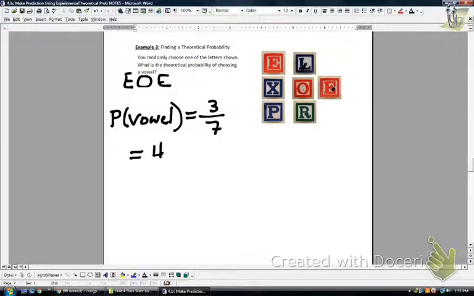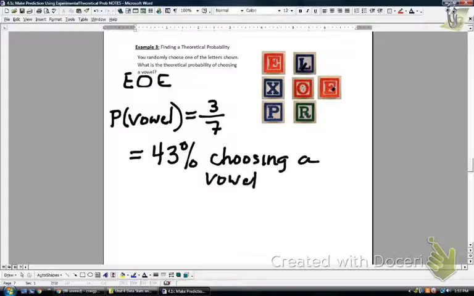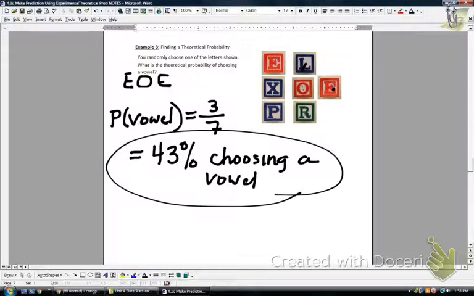And when you do that, it comes out to be about 43%. I think you have to round it just a little bit. So you have about a 43% chance of choosing a vowel. You should be trying to work these on your calculators so you know what you're doing, so you know how to do it when you're doing it on your practice.